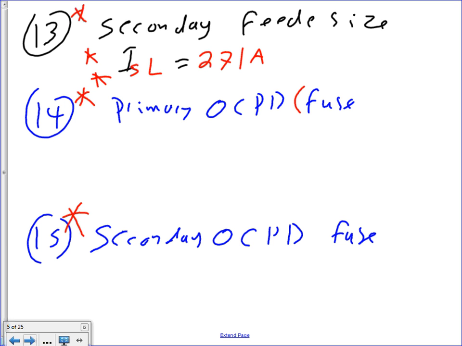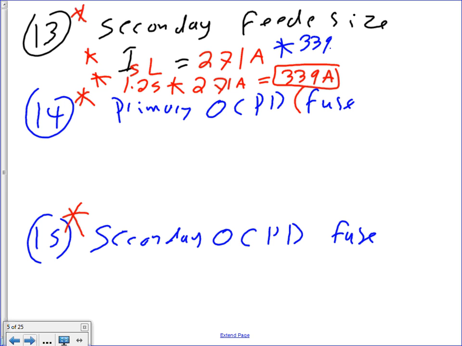Secondary line. The second thing, guys, I want to assume it's a continuous load, so 1.25. I need somebody to do this one, please. 271 amps. Can somebody do the math for me? 338, or actually 339. Do I have a second? Okay. And the third thing you need to do is take your 339 amps.